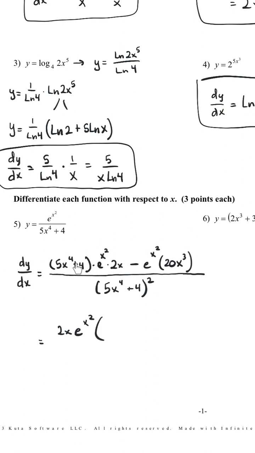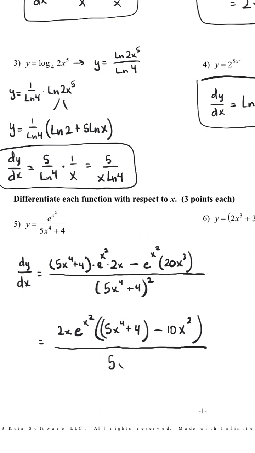So then from here, I factor out the 2x, I factored out the e to the x squared, so that just leaves 5x to the fourth plus 4. And then from here, I factored out e to the x squared. I factored out 2x from 20x to the third, so that's going to leave a 10x squared. And that's about as far as we can simplify that one.